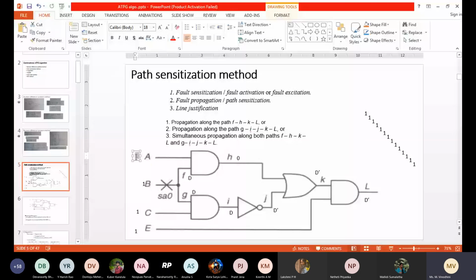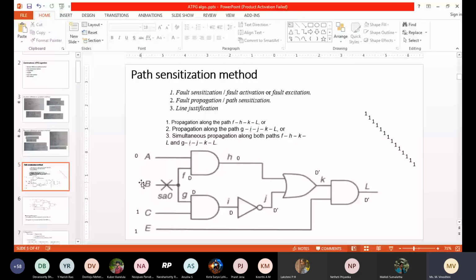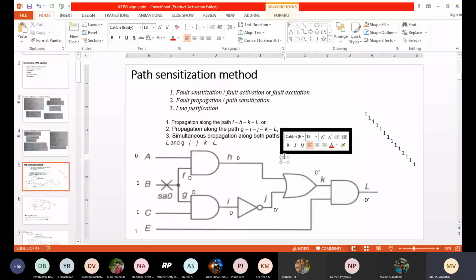So everything is done now. Line justification is also successful. What is the test vector which is going to test our fault stuck at 0? 0, 1, 1, 1. That is A, B, C, D is equal to 0, 1, 1, 1. So this is our final test vector.